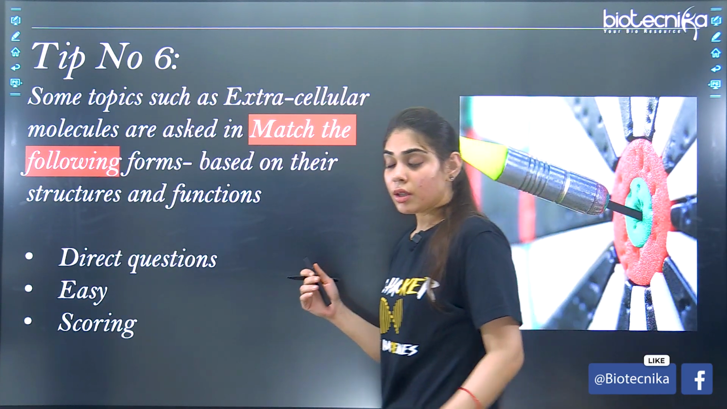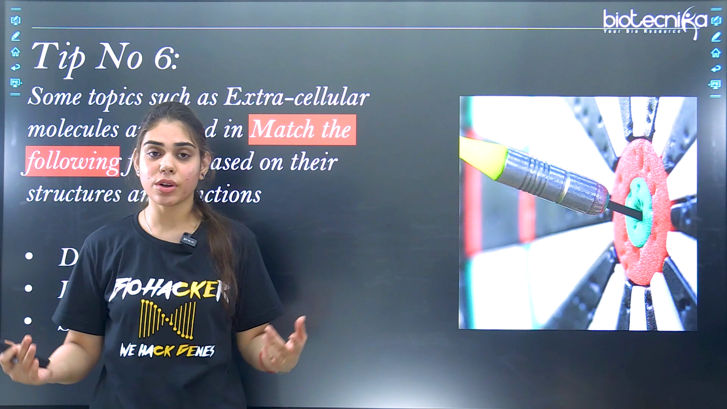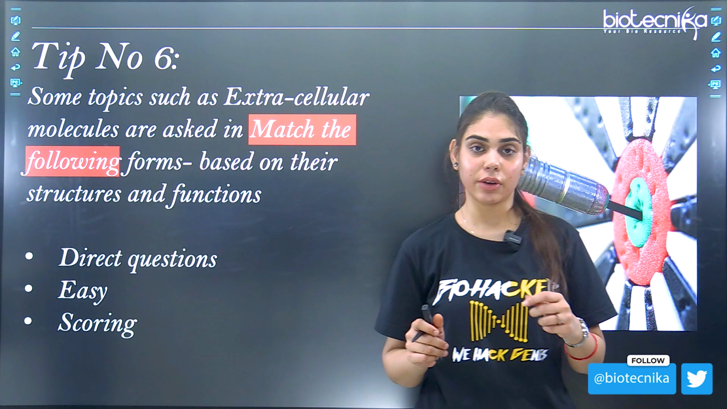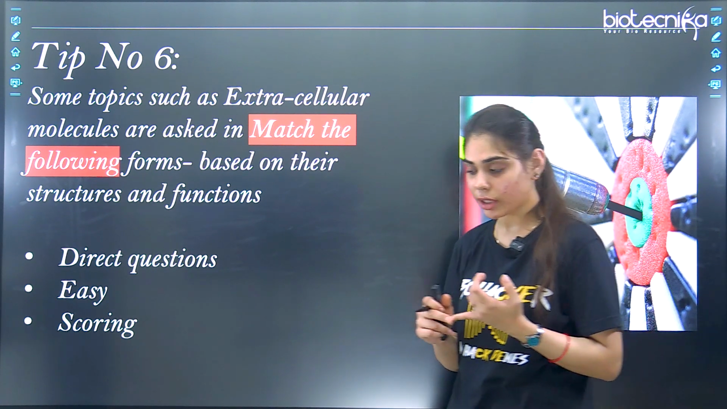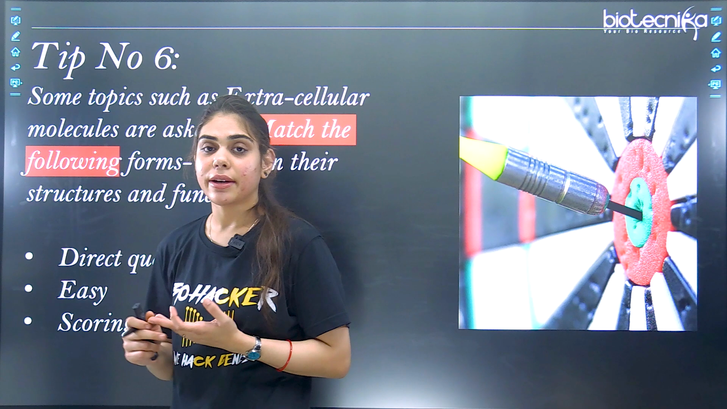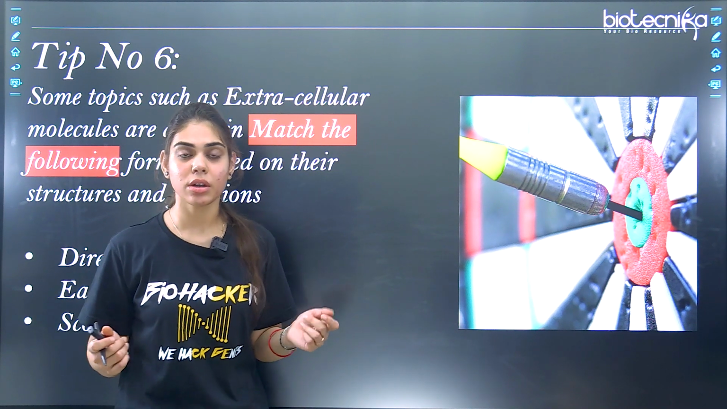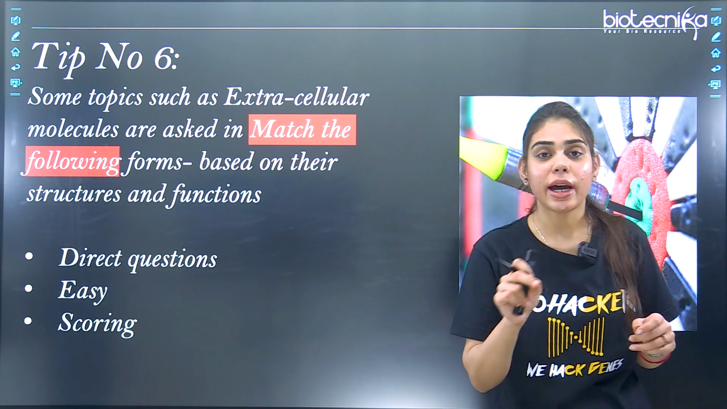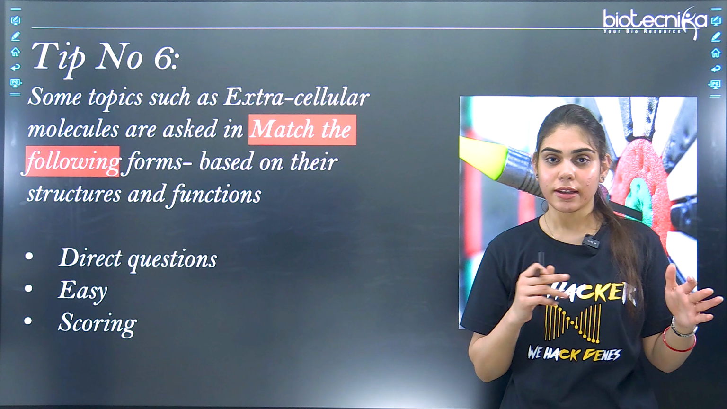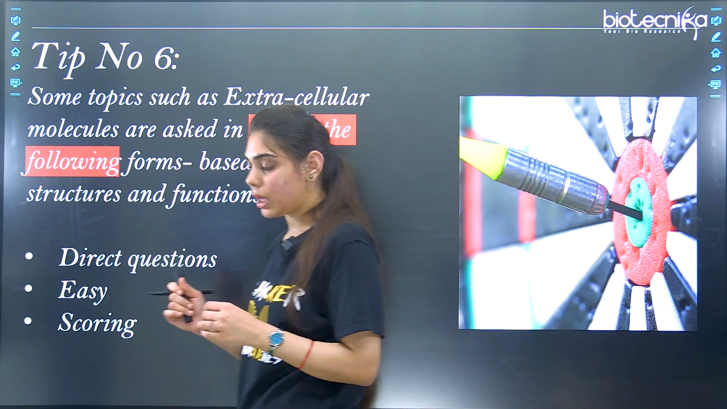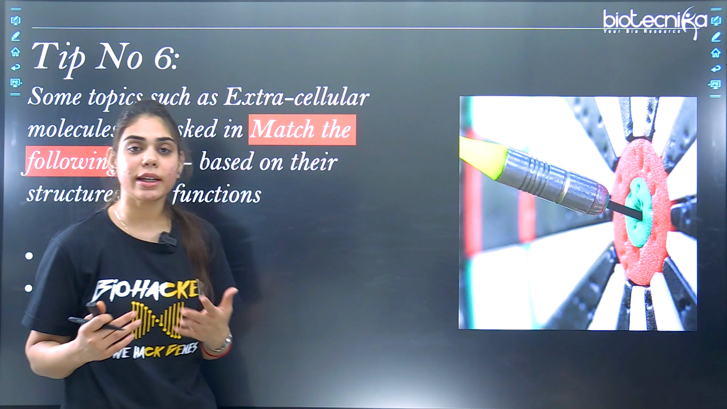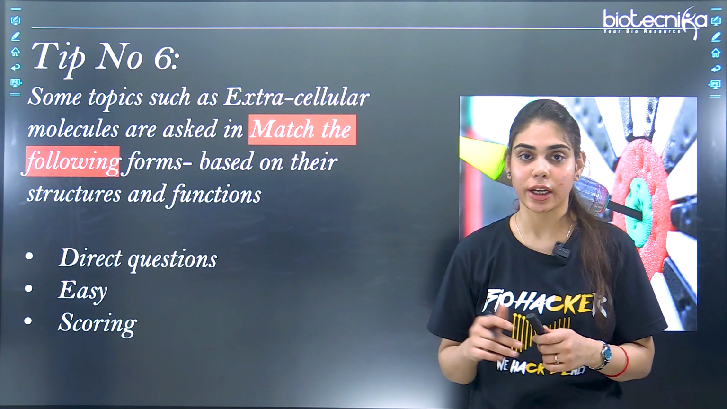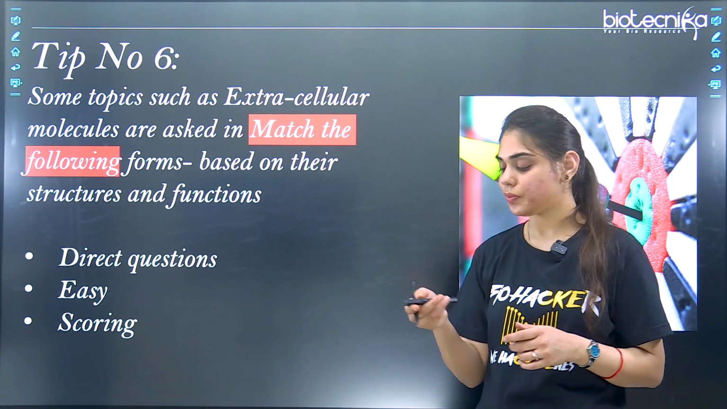Tip number 6. There are some topics in Unit 4, such as extracellular molecules, that are asked in match the following form. Which topics are these? Extracellular molecules include selectin, cadherin, and immunoglobulin superfamily. All these topics are just asked in match the following form, and you have to match according to their functions. Structures and functions are only asked. They are very direct questions. They are easy and scoring, so you should not skip them.